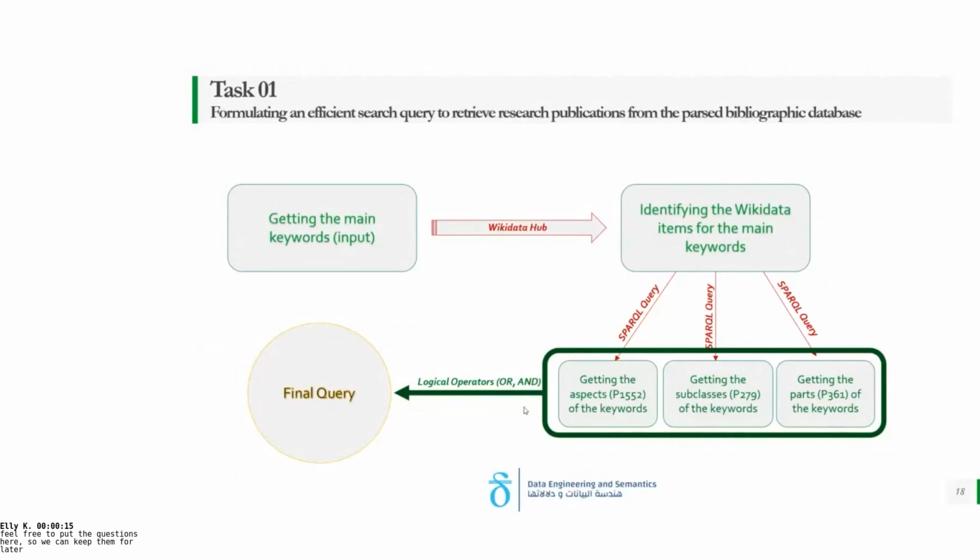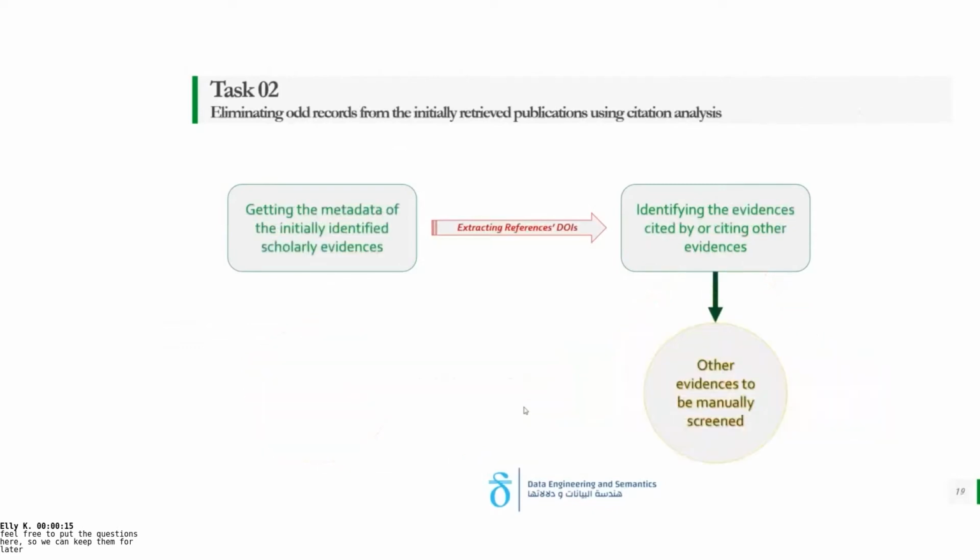Okay, concerning the second task, it eliminates the odd records from the initially retrieved publications using citation analysis. The principle is simple. We just go through the references of the publications, and we see if this publication is cited by another publication from the set, or cites another publication from the dataset. And if it is not cited, nor citing another one, there is a high probability that this publication is not related to the topic and can then be eliminated.